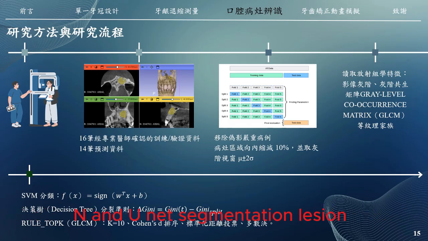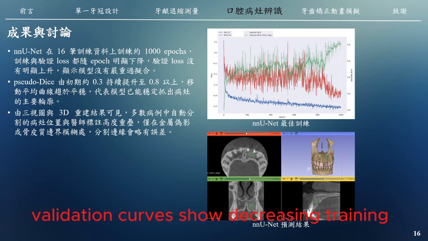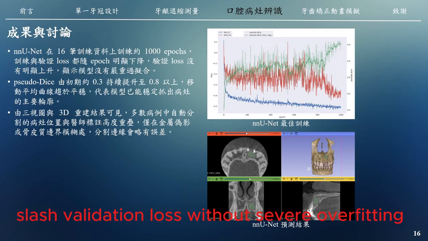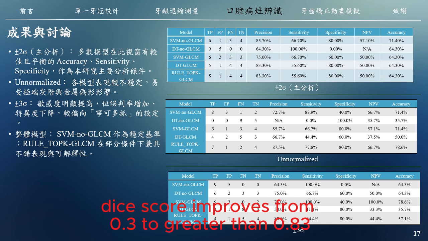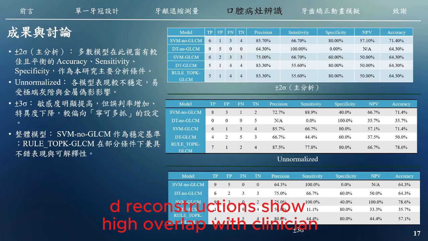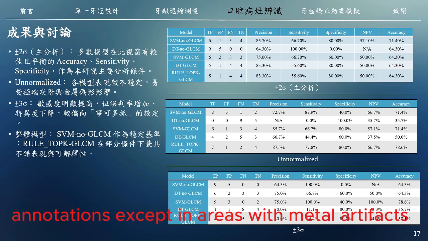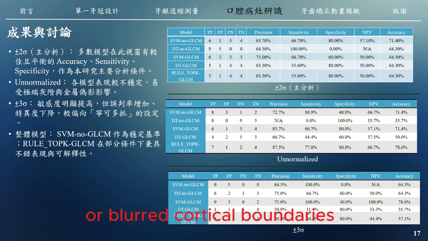NNUNet segmentation, lesion ROI extraction. Texture features plus grayscale values, SVM, decision trees, and weighted voting for classification. Validation curves show decreasing training/validation loss without severe overfitting. DICE score improves from 0.3 to greater than 0.8. 3D reconstructions show high overlap with clinician annotations, except in areas with metal artifacts or blurred cortical boundaries.